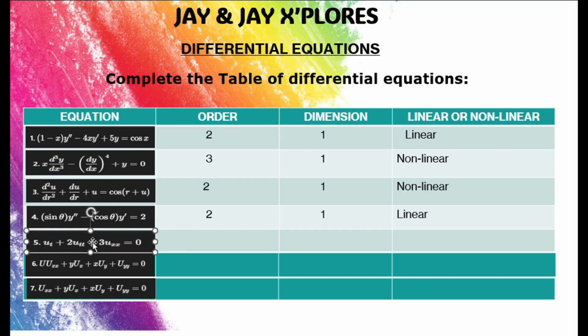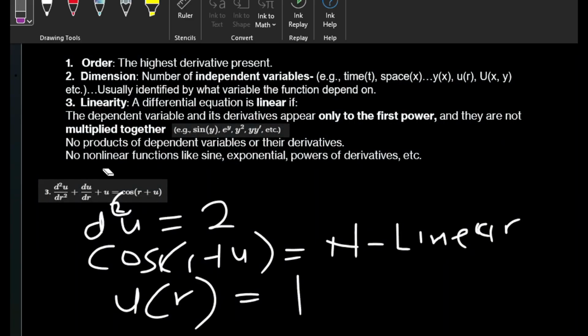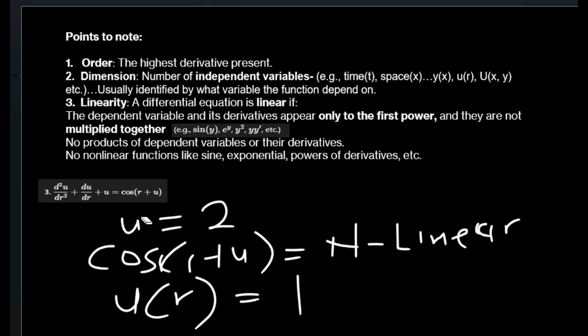Don't forget, sometimes you could be asked to find homogeneity, that is if the equation is homogeneous or non-homogeneous. When it's equated to 0, it becomes a homogeneous equation. So let's look at the fourth question.